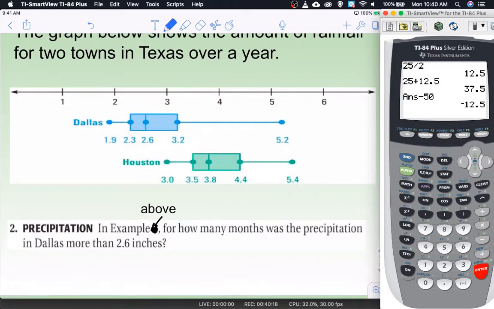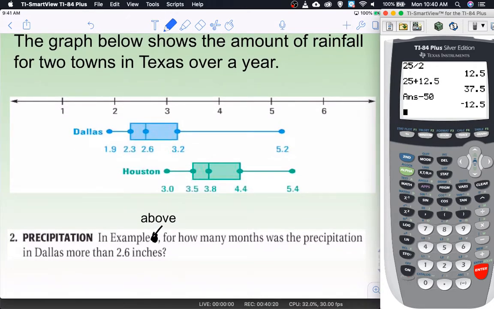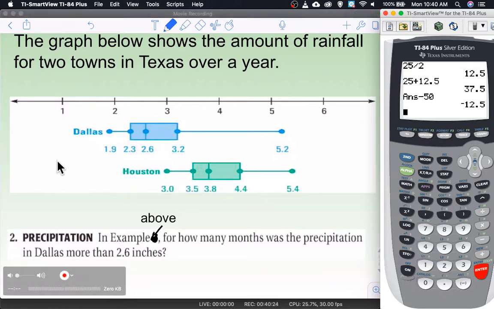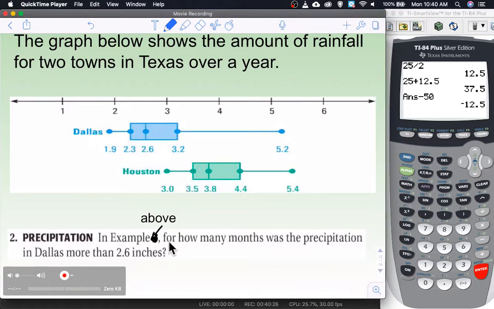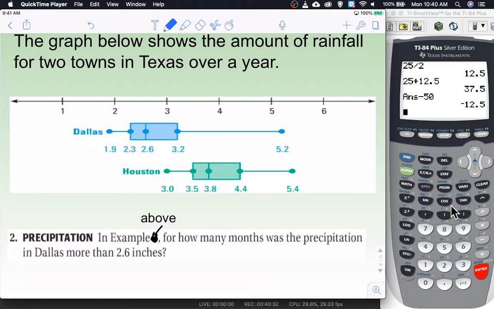Possibly the last problem for the day. The graph below shows the amount of rainfall for 2 towns in Texas over a year. So in this example above, for how many months was the precipitation in Dallas more than 2.6 inches? Go ahead and pause the video, answer the question. And the answer is 6 months.